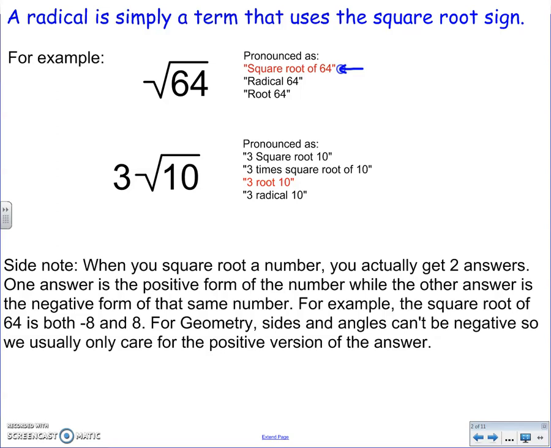Again, that's the most common way of saying it. I put it in red, but you're allowed to call that 3 square root 10, 3 times square root of 10, and even 3 radical 10.